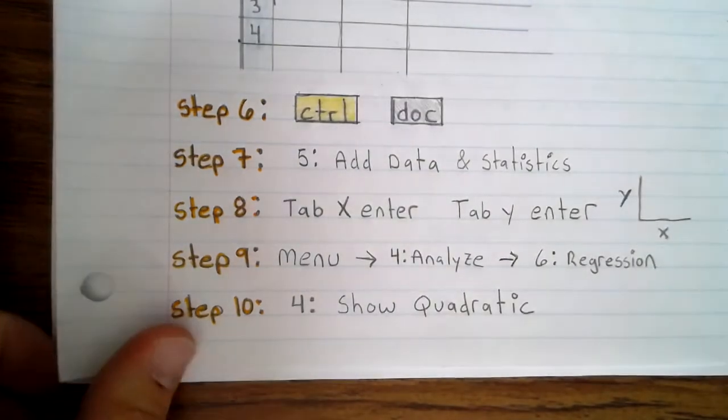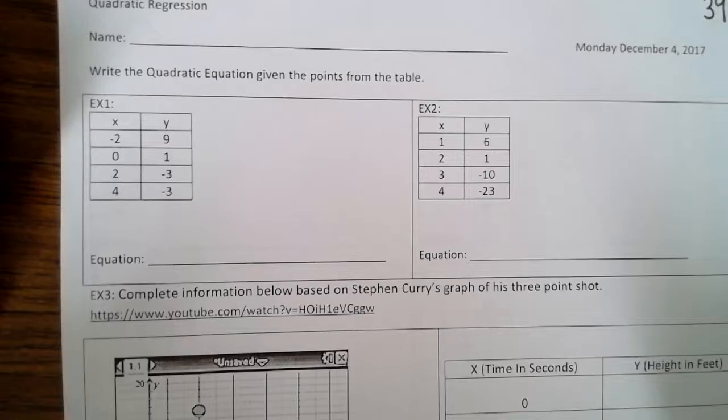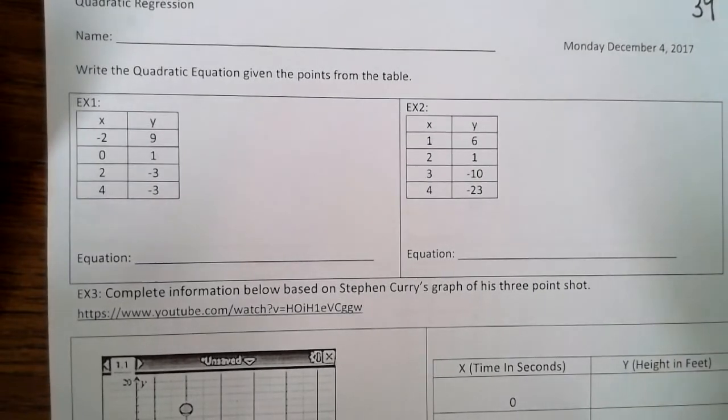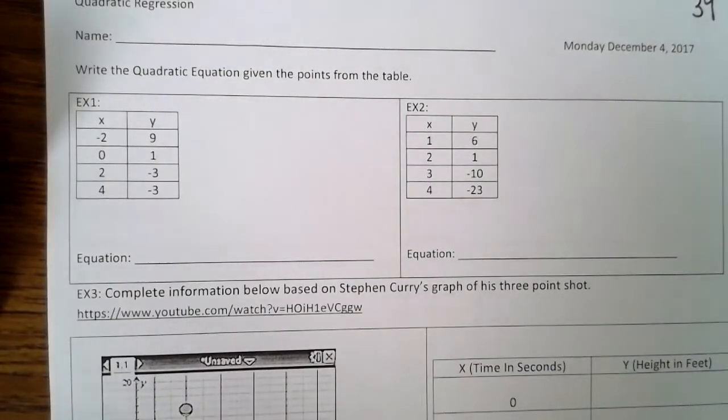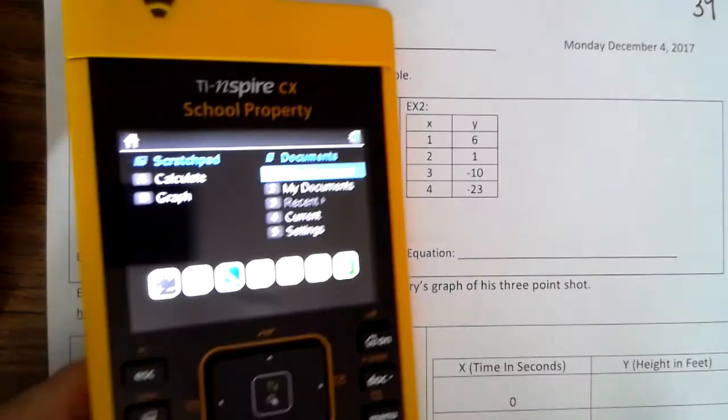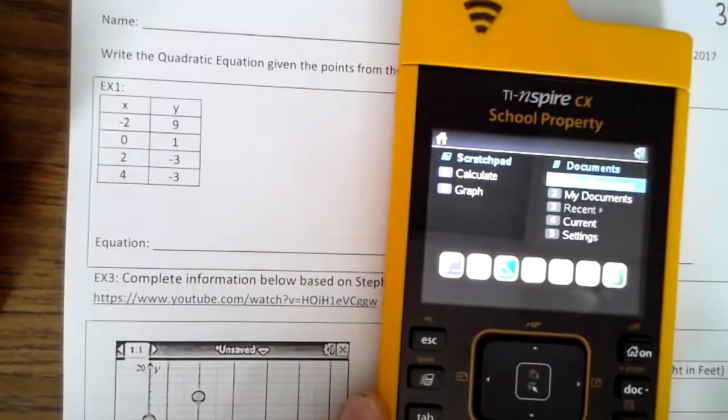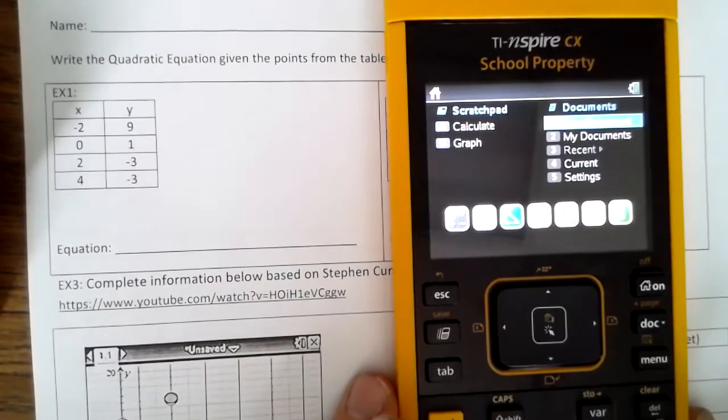All right, now let's take a look at our examples. All right, example 1. Write the quadratic equation given the points from the table. So we're going to use a calculator. So again, you might just watch the video and follow along in the video and then wait to class to do it with your calculator to make sure you get the same equation, or just watch it and write the equation and then you can practice it on the problems. You can decide kind of where you're at. All right, nonetheless, let's look at example 1.